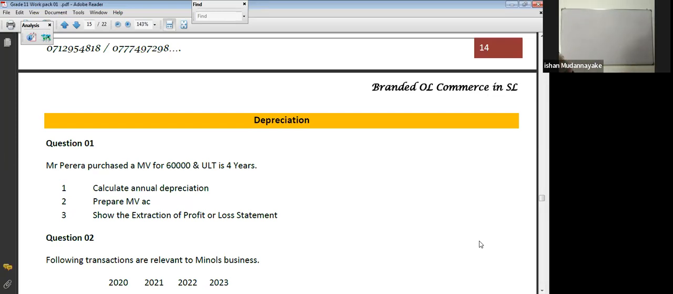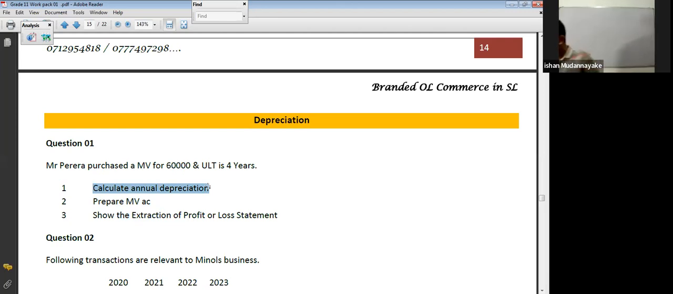We will do question number 1 first. No need to do the second one and third one. Please cut the second and third. They ask you to prepare the motor vehicle account and show the extraction of profit and loss. No need, we'll do only the first point of question number 1.